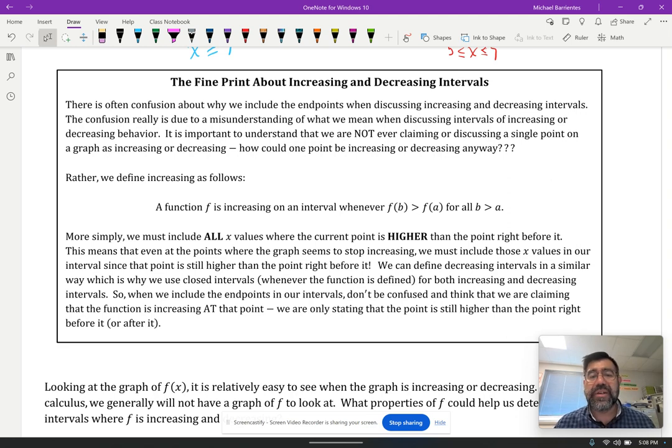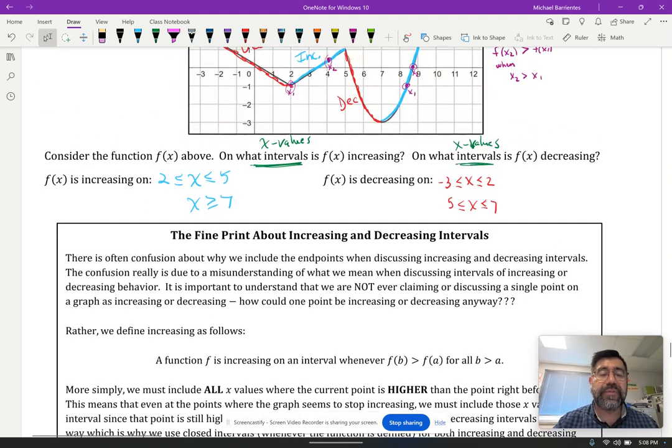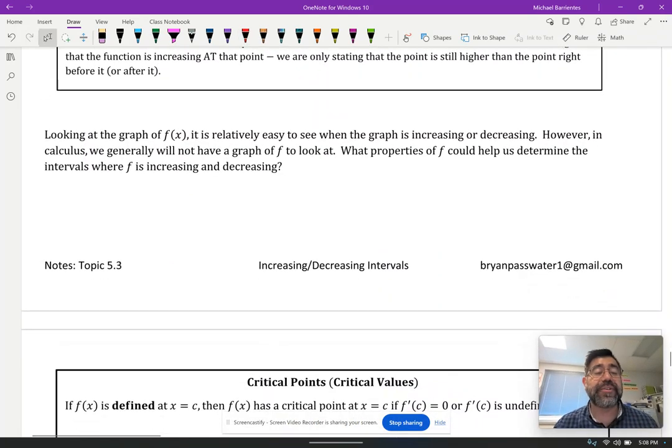You can pause the video and read it, but I think we should accept that whenever we're talking about increasing and decreasing, include the endpoints, right? So if you'll notice, I always said less than or equal, greater than or equal in all of my interval notation. Okay, but here's the issue. We were looking at a graph, kind of easy to see where the graph is going up, where the graph is going down, which in turn tells us when the function is increasing, decreasing.